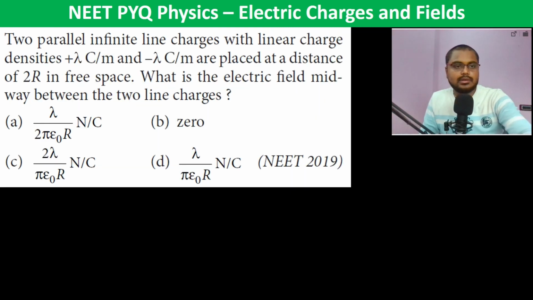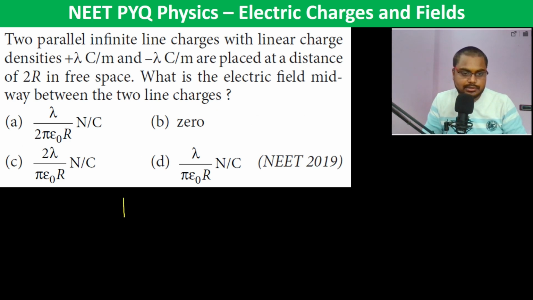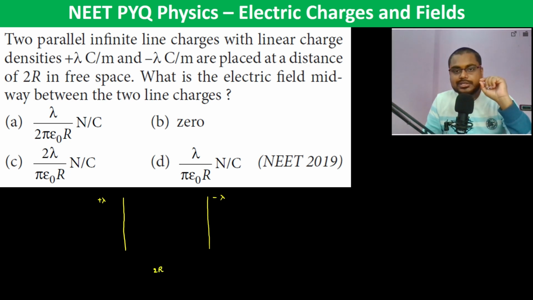Thank you. Two parallel infinite line charges, so this is one line charge and this is the second line charge. With linear charge densities plus lambda coulomb per meter and minus lambda coulomb per meter, are placed at a distance of 2r in free space. What is the electric field midway between the two line charges?